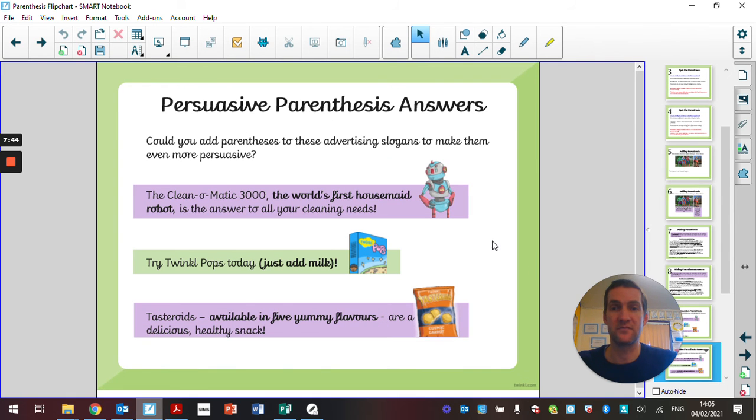There we go. So I put the Clean-O-Matic 3000, and I've used commas here. The world's first house-made robot is the answer to all your cleaning needs. I think I might need to buy one of these if they ever come out onto the market. It would save me a lot of time doing the cleaning. Again, you're not necessarily going to have the same ideas as me. You may not necessarily use the same bits of punctuation for each one. All right, as long as you're adding that extra information, using punctuation to do with parentheses, that is really good.